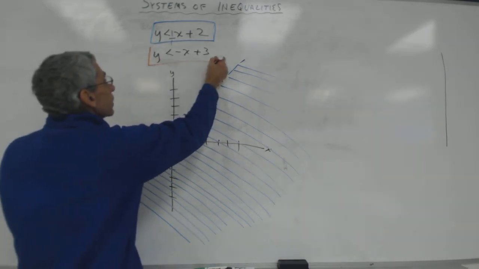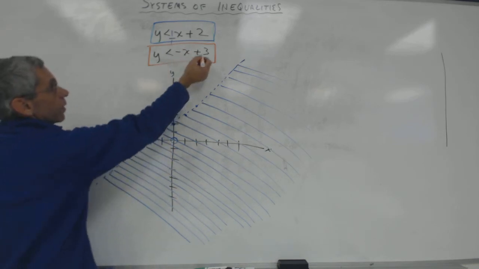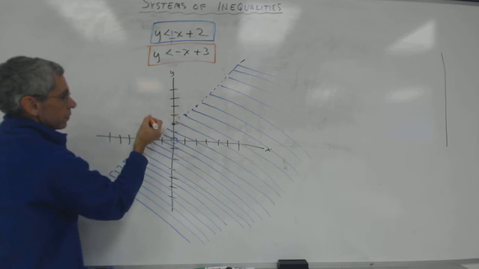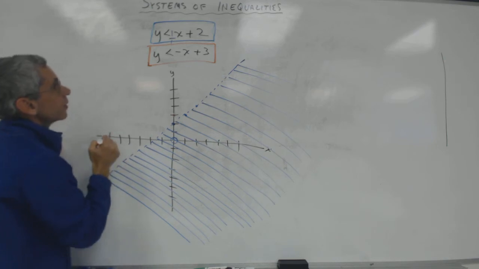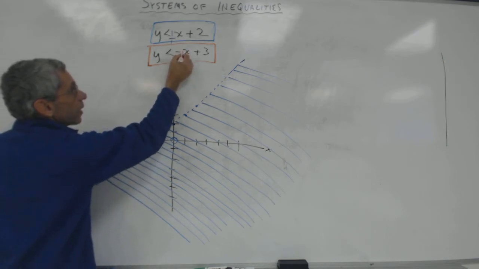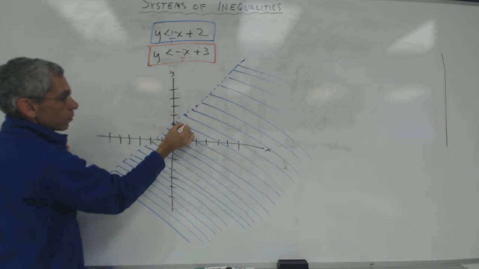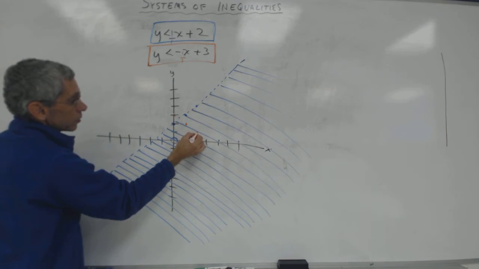So now we're going to use orange. Orange is going to be for this one. Okay, so it says plus 3. So my y-intercept is 3. I go 1, 2, 3, put a dot. Down 1 over 1. So yeah, it's down 1 over 1 because it's a negative. So I go down 1 over 1, put a dot. Down 1 over 1, put a dot. And that's a straight line.